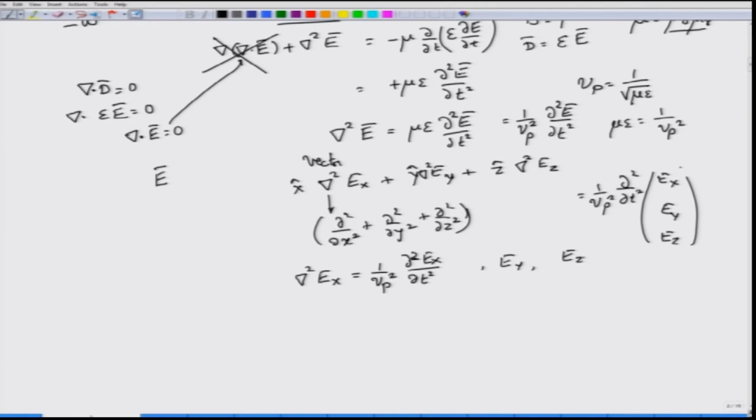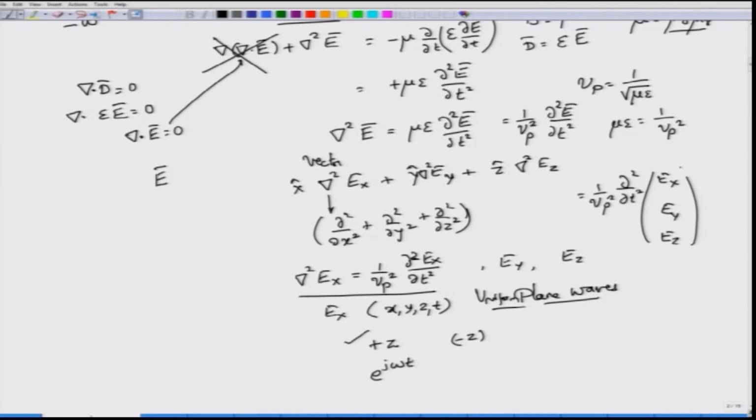In general, this equation implies that Ex must be a function of x, y, z as well as time. However, we will consider those waves which are called uniform plane waves. In uniform plane waves, the wave is propagating along plus z, or it can be propagating along minus z, but we will stick with wave propagation along the plus z direction. In time, it varies as e to the power j omega t, or it varies as cos omega t. It is a sinusoidally varying wave. Its amplitude is varying sinusoidally with respect to time.